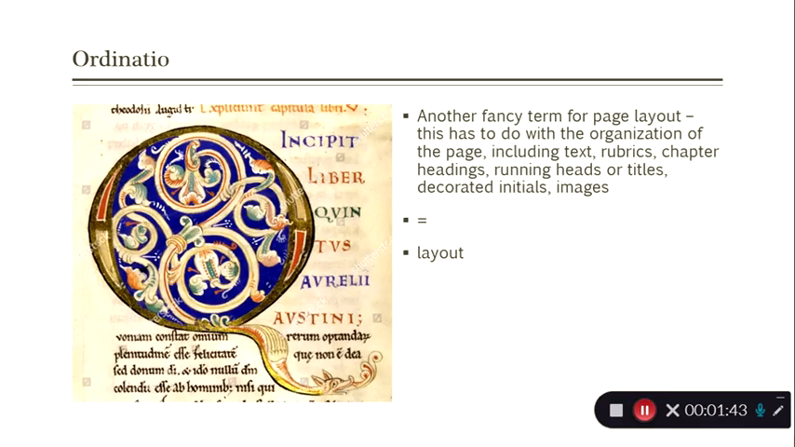Okay, ordinatio also means page layout. So this has to do with the organization of the page, including text, rubrics, chapter headings, running heads or titles. You get those at the top of pages of books still today. Decorated initials, images. So ordinatio equals layout.